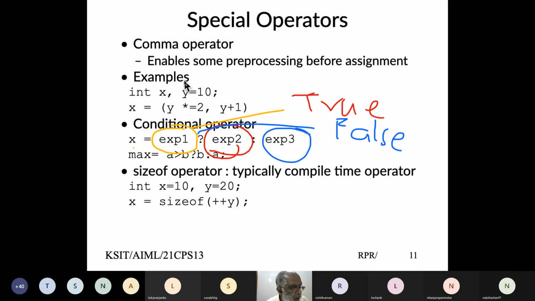So if you want to assign, let's say, the max of two numbers, then we can simply say, let's say we have three numbers, A, B, and C.